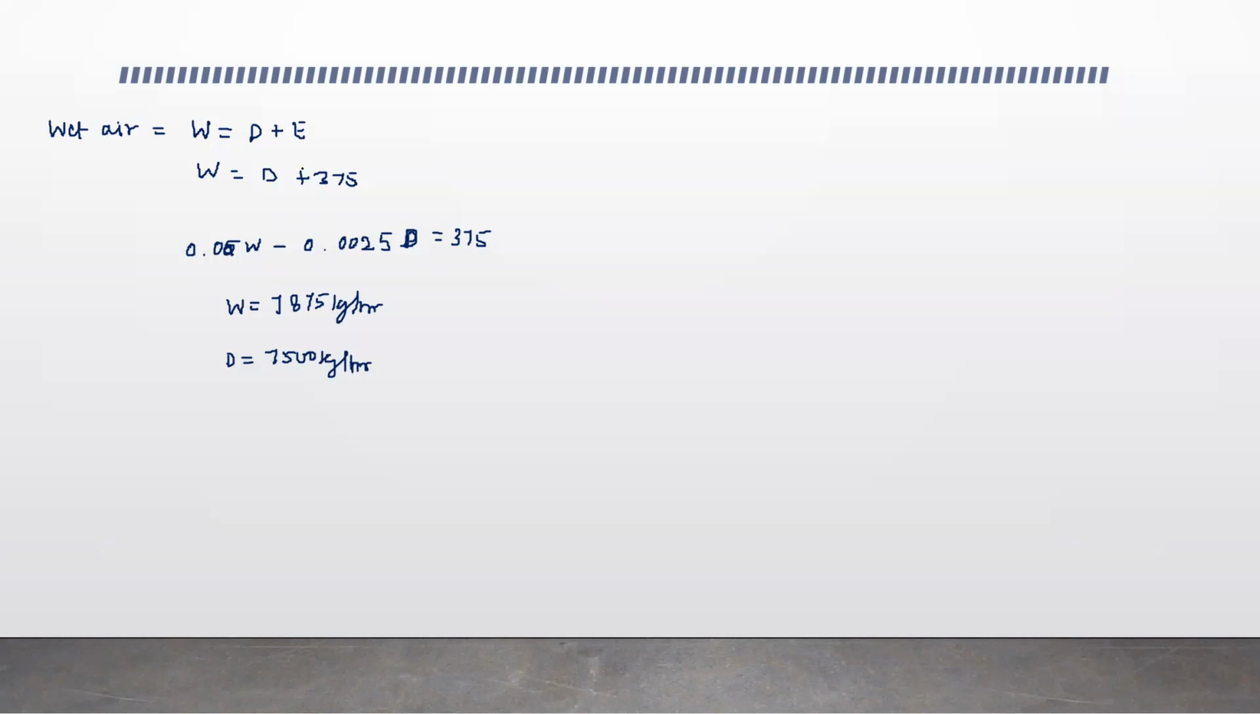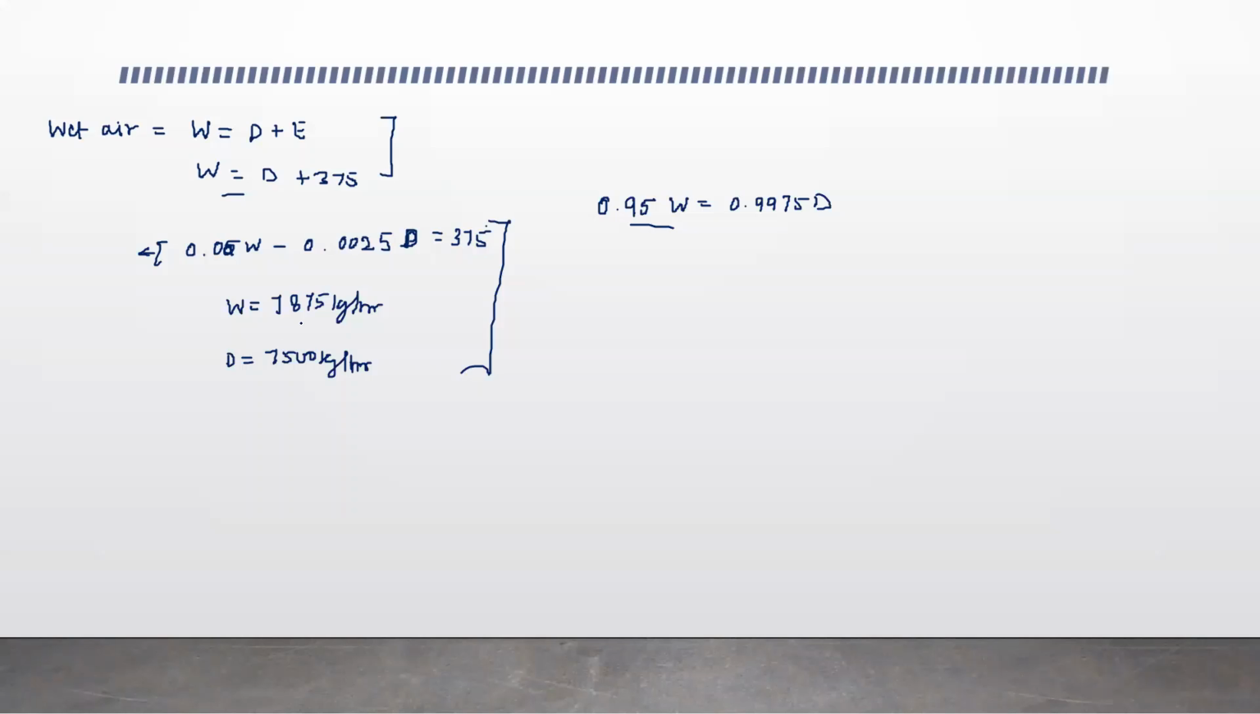You could have also simply solved this by a dry air balance. We have W equals D plus 375, and for the second equation, instead of the water balance, we could have done a dry air balance: 0.95 W is equal to 0.9975 D. From these two equations we would have got the same answer. So in both ways, you can solve this problem.